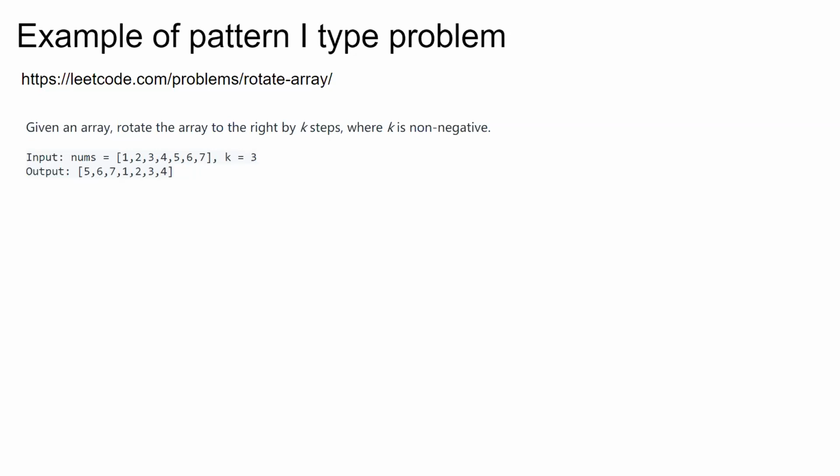Any other ideas? I mean, you can save those three elements, and you can rotate this part, and the remaining you can rotate, and then you can rotate. So that will also give it. When you say rotate, you mean reverse this? Yeah, reverse here. So it's like reversing this, which will give you 4, 3, 2, 1. This will be 7, 6, 5. And then you just do the whole thing.